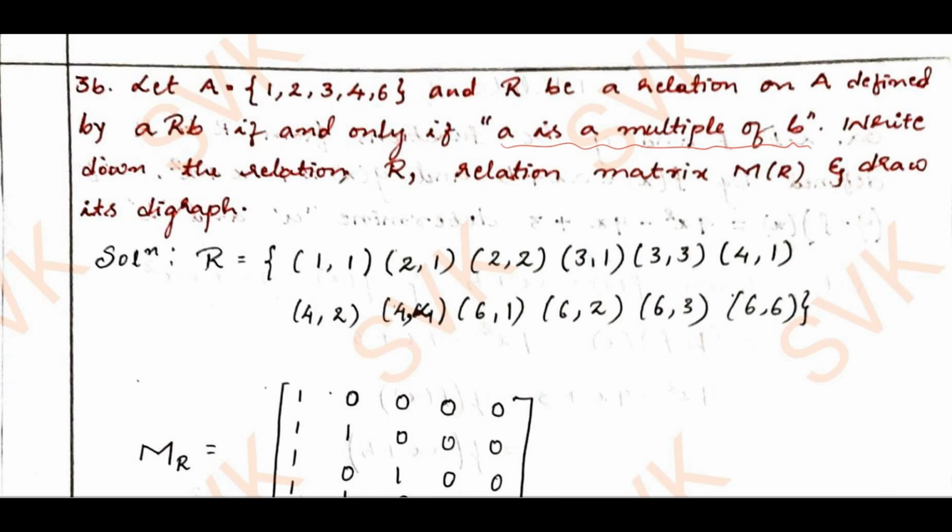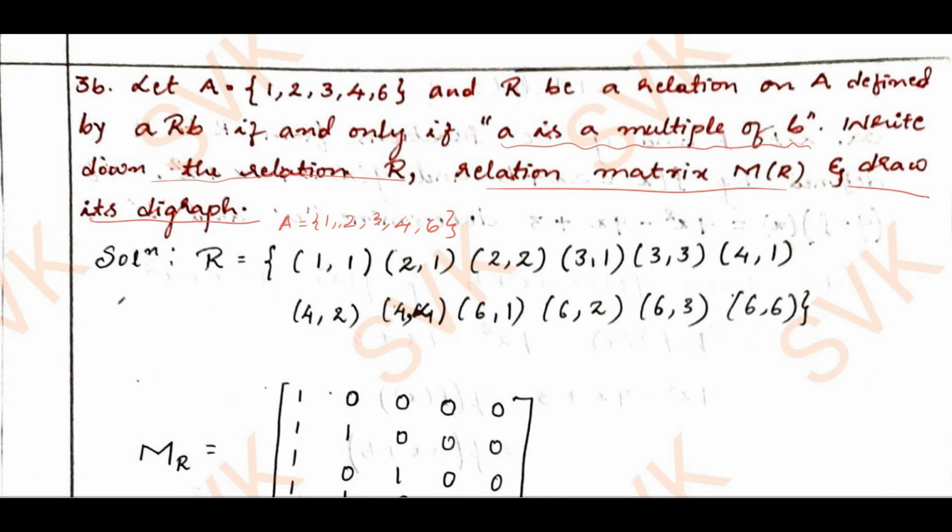Write down the relation R. We need to write down the relation R first, then write the relation matrix, then draw its diagram. First, in the given question, go through the set. The given set is A equal to 1, 2, 3, 4, 6. From this set A, we need to write a relation such that a is a multiple of b.